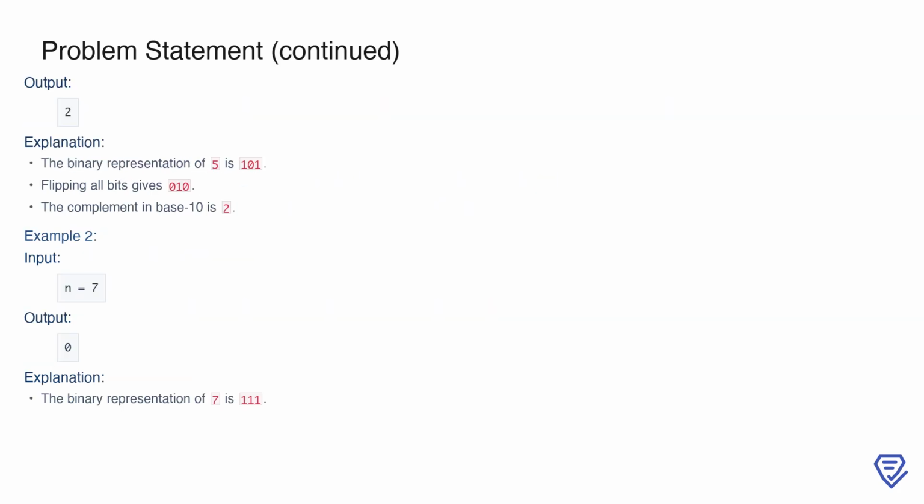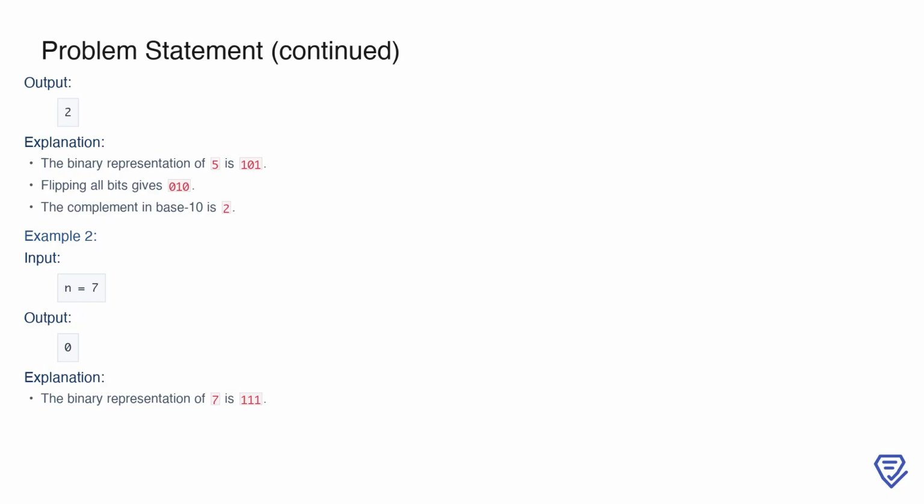To understand this with an example, consider n equals 5. The binary representation of 5 is 101. When we flip all the bits, 1 becomes 0 and 0 becomes 1, resulting in 010. This binary number, 010, corresponds to 2 in base 10. So, for an input of 5, the function should return 2.